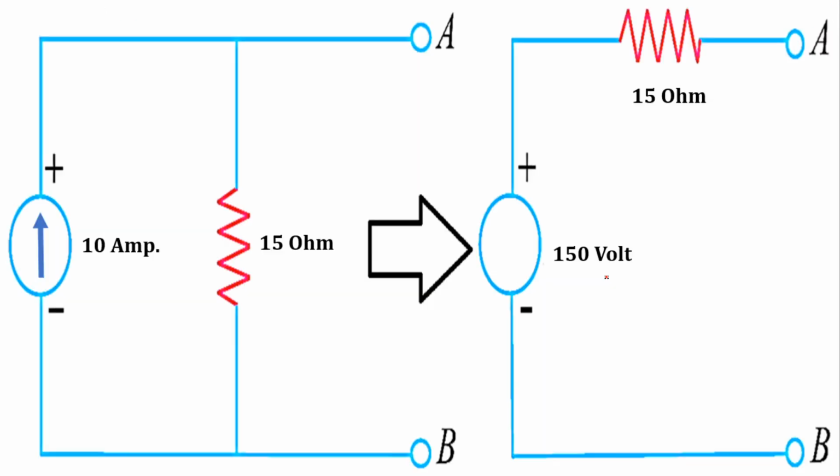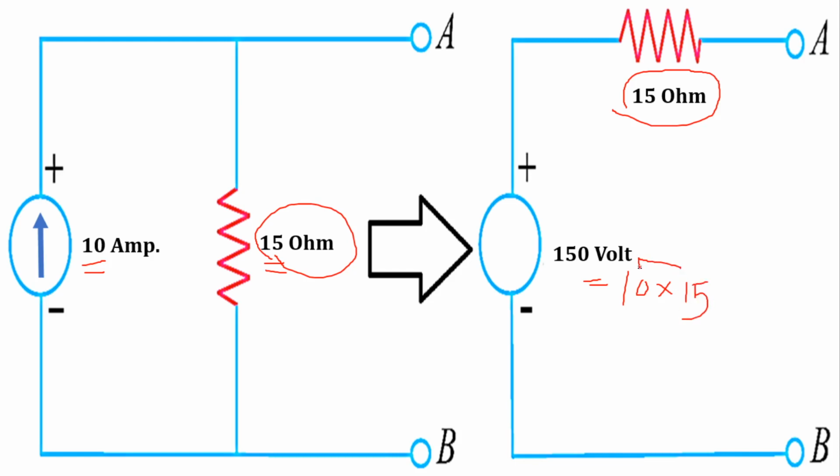Now consider the second case. Suppose we have a 10 ampere current source and 15 ohm resistance. So this can be converted into a voltage source with series resistance. So the value of this series resistance is same as this parallel resistance, and this V is equal to I into R. So 10 multiplied by 15, and that is equal to 150 volt. So this is the way you can convert any given source into another type of source.